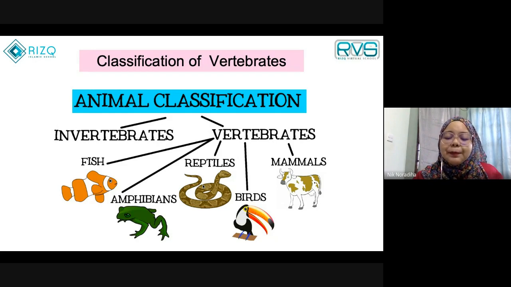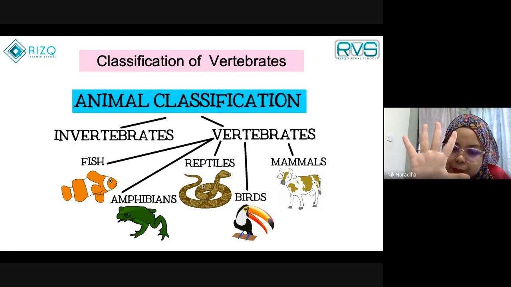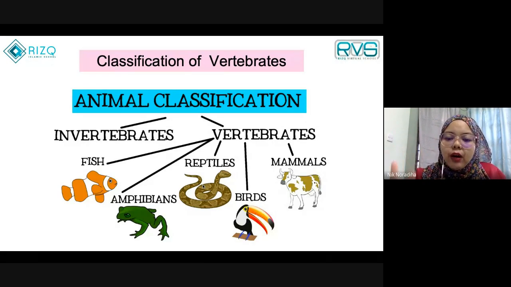We have learned in the previous class that invertebrates are animals that don't have a backbone, right? The second one is vertebrates, animals that have a backbone. Under animals that have a backbone, we have five groups. We classify all animals under vertebrates into five groups, okay?